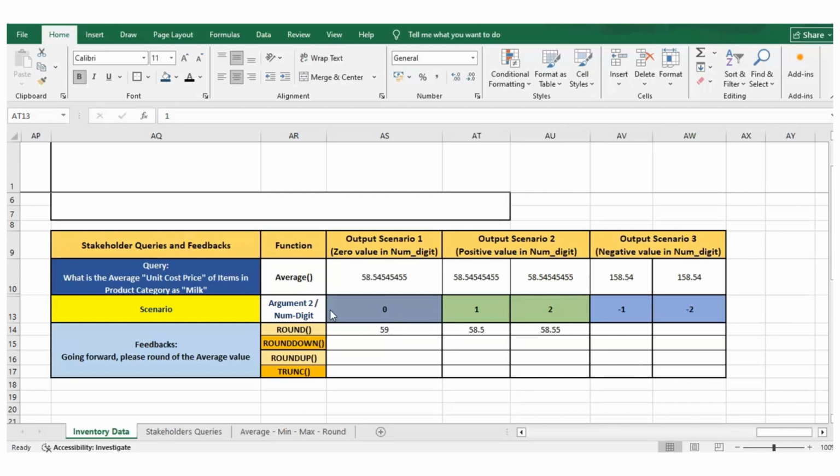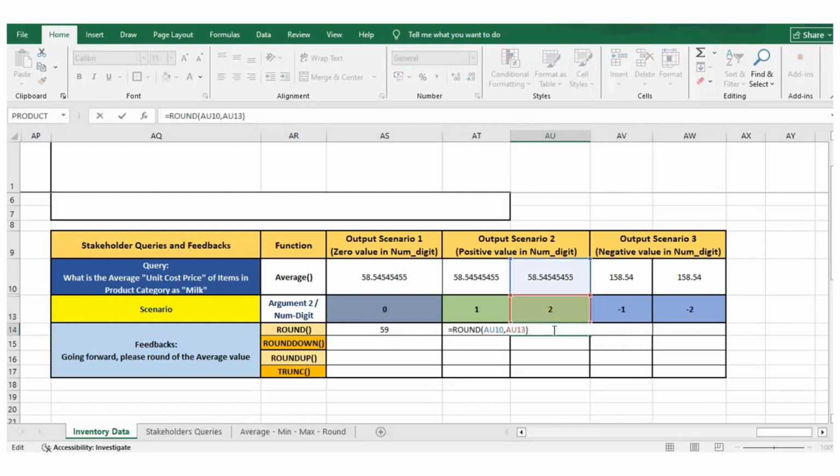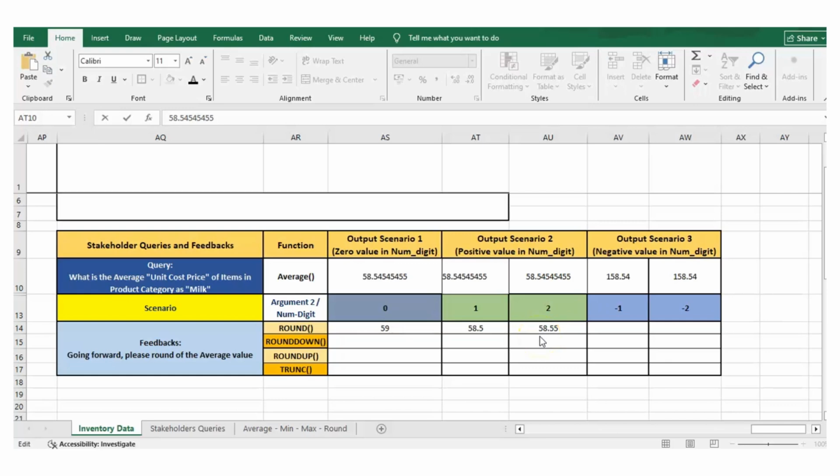Moving to our second example, where argument 2 or num_digit is assigned a value of 2. Once the average value is passed through the round function with argument 2 as 2, the round function will round off the value up to 2 decimal places. We can see that the output which we received from the round function is 58.55. Let us now understand the working of the round function.